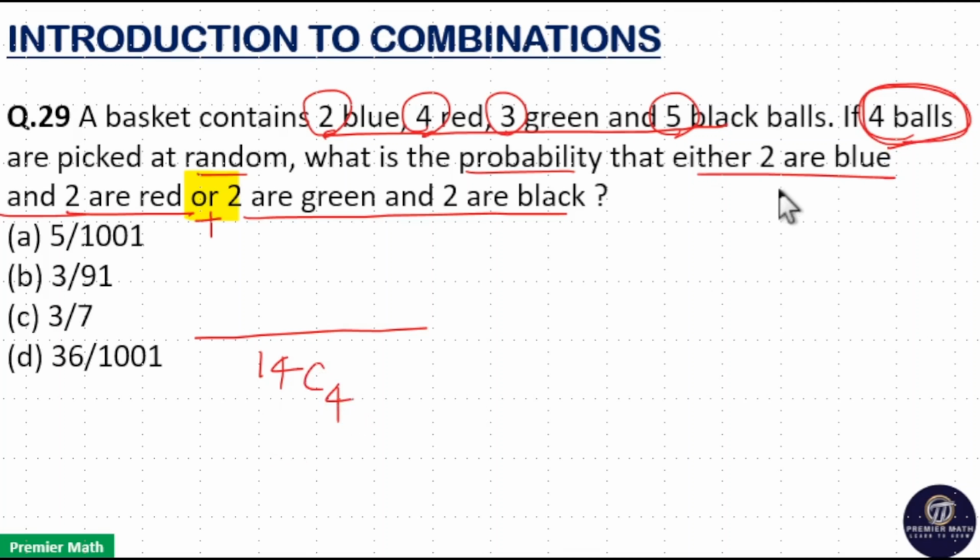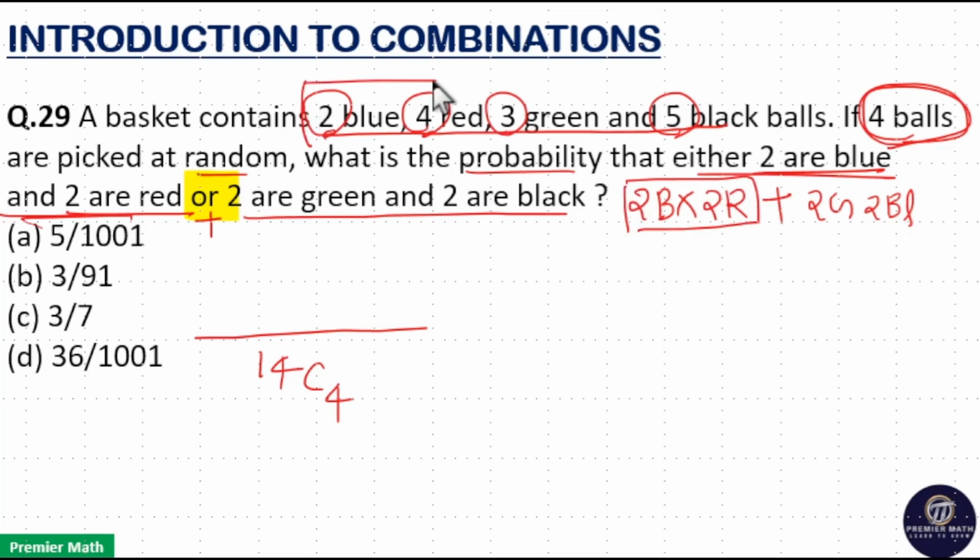Now favorable outcome means when you select 4 balls out of these 14, it should be 2 blue and 2 red. It can be 2 blue and, which means multiply, 2 red. Or means plus. Or it can be 2 green and 2 black. So this 2 blue and 2 red, we can select from this blue and red. 2 blue can be selected from 2 blue in 2C2 ways, and 2 red can be selected from these 4 red in 4C2 ways. Or means plus.